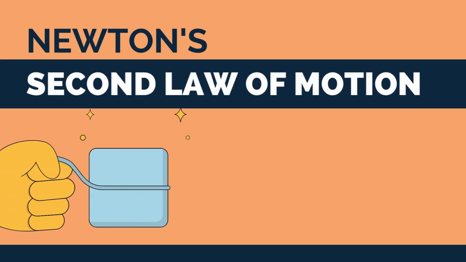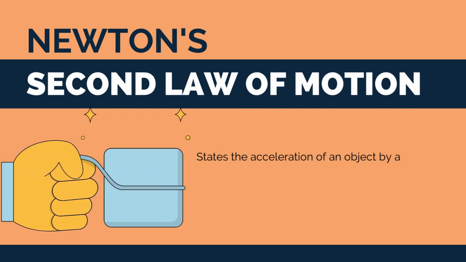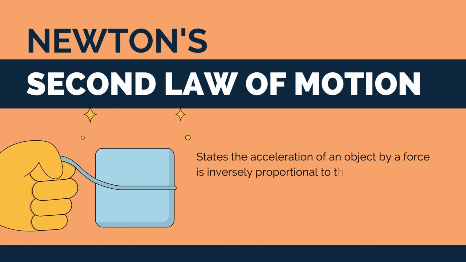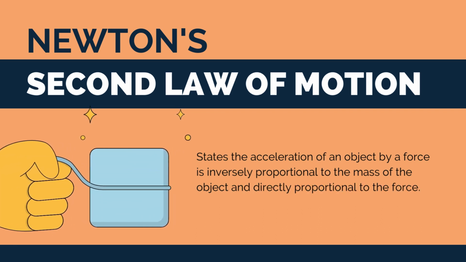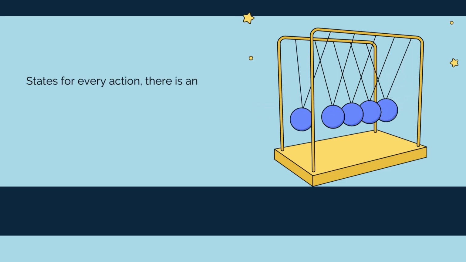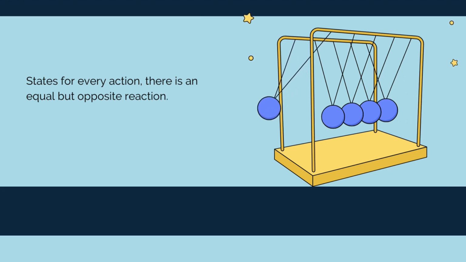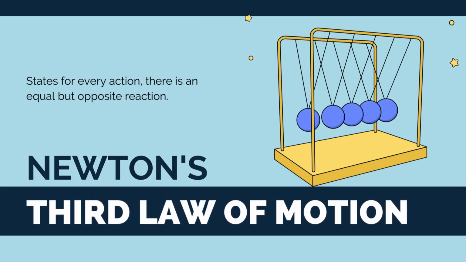Newton's second law of motion states the acceleration of an object by a force is inversely proportional to the mass of the object and directly proportional to the force. Force equals mass times acceleration. Newton's third law of motion states for every action, there is an equal but opposite reaction.